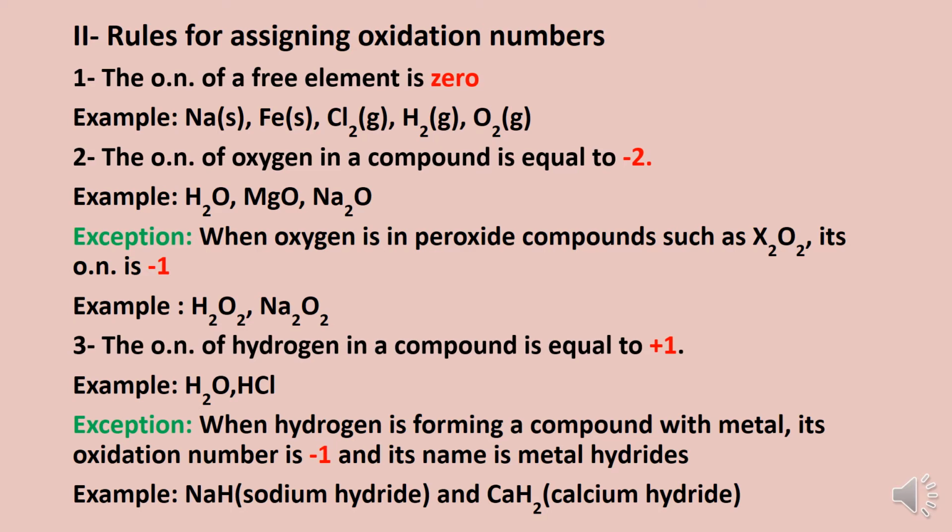The exception here, when hydrogen is forming a compound with metal, its oxidation number is -1, and its name is metal hydride. Let's take an example. NaH is sodium hydride. The oxidation number of hydrogen is -1, and CaH2, which is called calcium hydride, the oxidation number of hydrogen is -1.